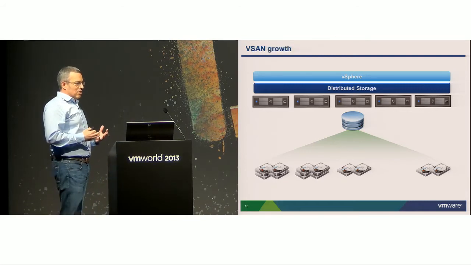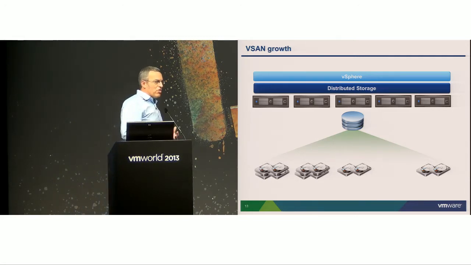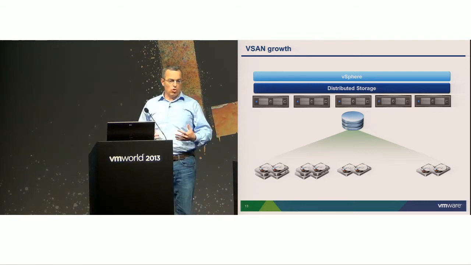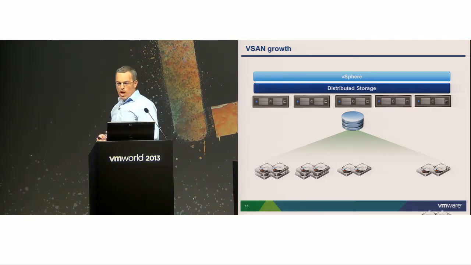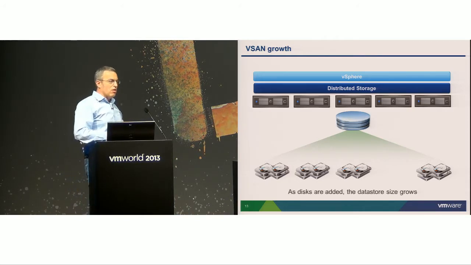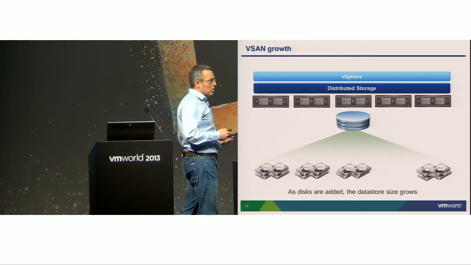The capacity of that data store is determined by the aggregate capacities of the magnetic disks that are used in vSAN across all the hosts. So as we add magnetic disks to the existing hosts, the capacity of that data store grows. All right?